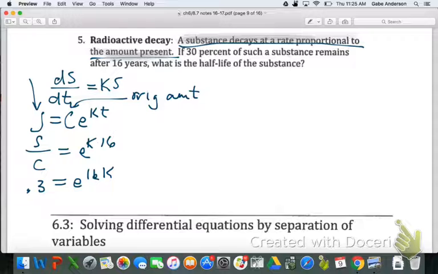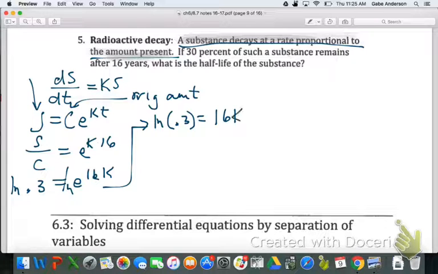Now we have to find k. How do we get that k out of the exponent? ln, that's right. So ln of this, ln of that. That would give us ln of 0.3 equals 16k. So in your calculators, maybe you do ln of 0.3 divided by 16. That'll give us our k value.